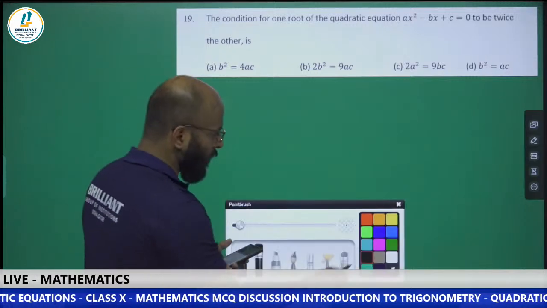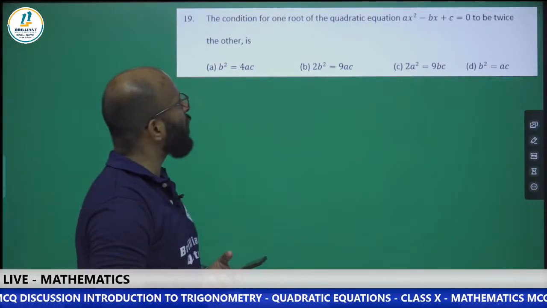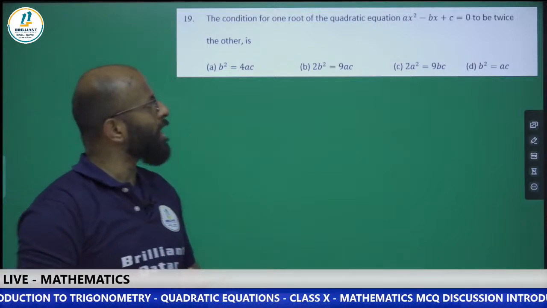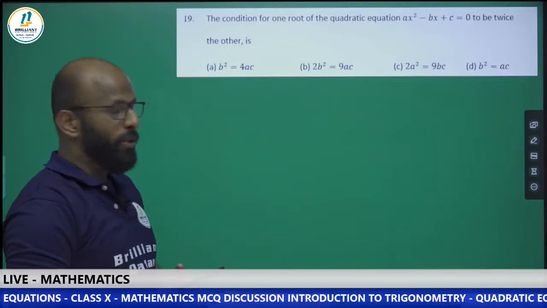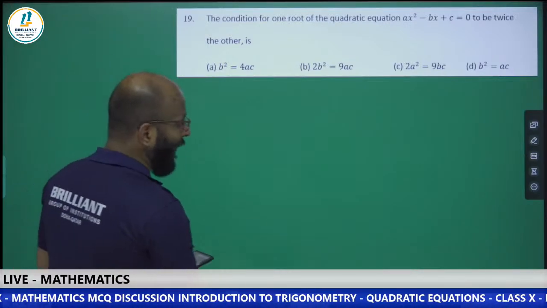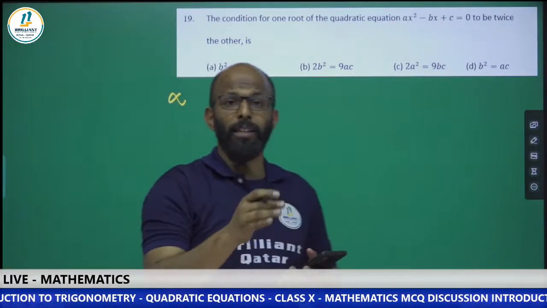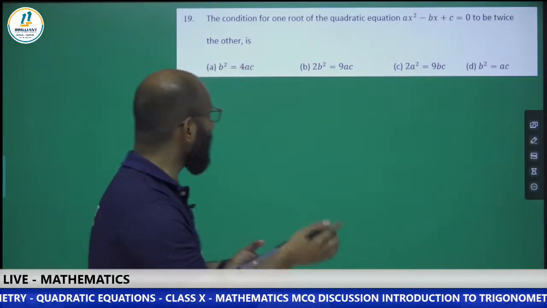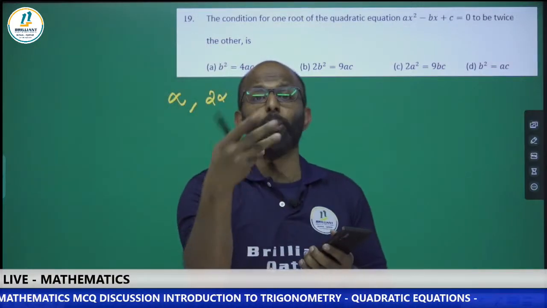We are almost going to wind up. So the 19th one: the condition for one root of the quadratic equation ax square minus bx plus c equal to 0 to be twice the other one. So it's given one root is twice the other. Let's consider the first root is alpha, then the second root is 2 alpha.